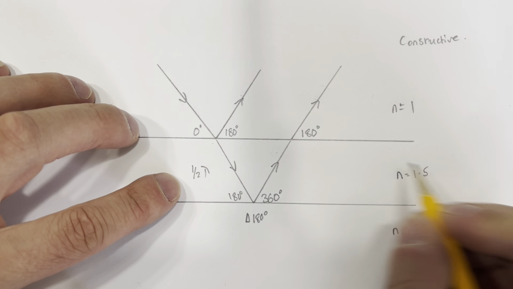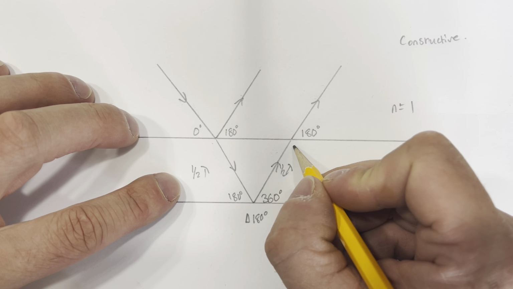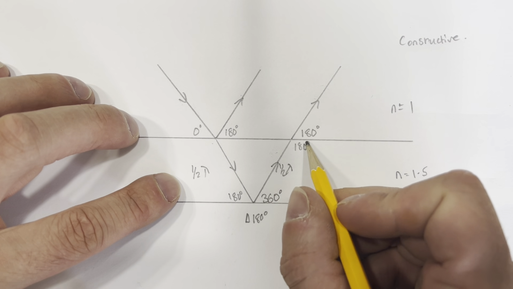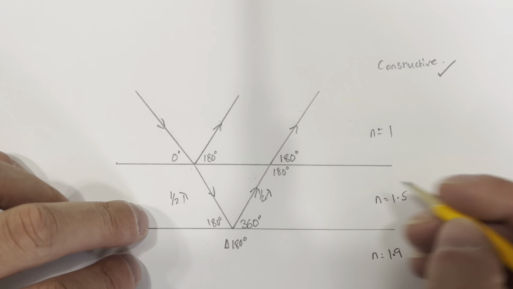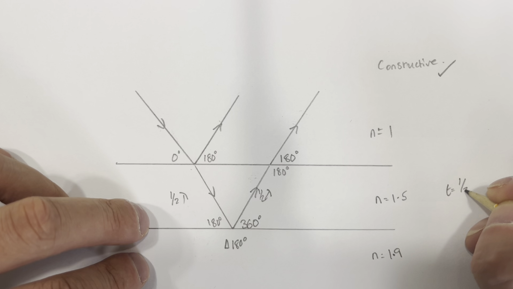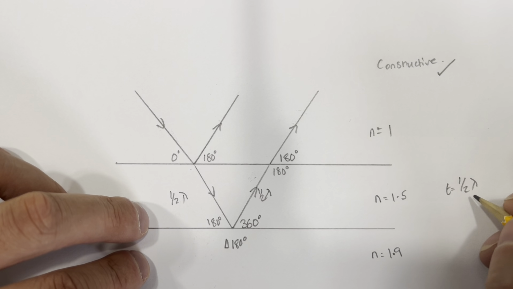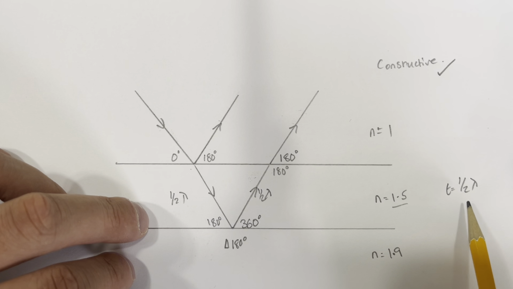I'm at 360 degrees. And then I have another half of a wavelength to get back to 360. I'm going to be at 180 degrees by the time I get here. Yes, I have my constructive interference. In this case, my thickness is going to be half a wavelength. And in order to find the thickness, I just divide that by my refractive index, the 1.5. That gives me the minimum thickness of the film. Again, we can always add multiples of half wavelengths and we get back to the same position.